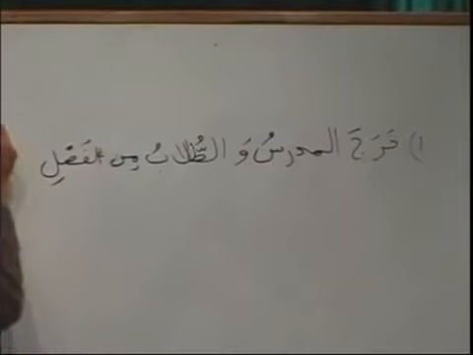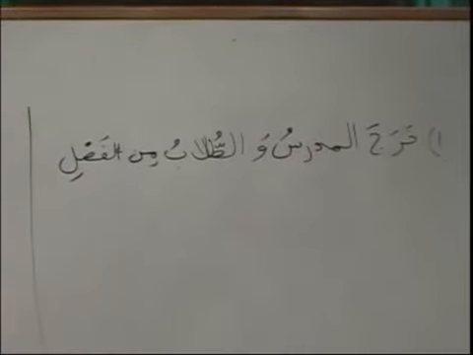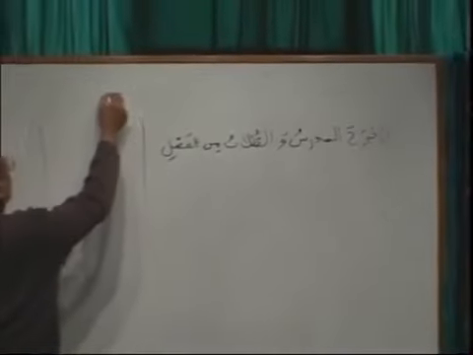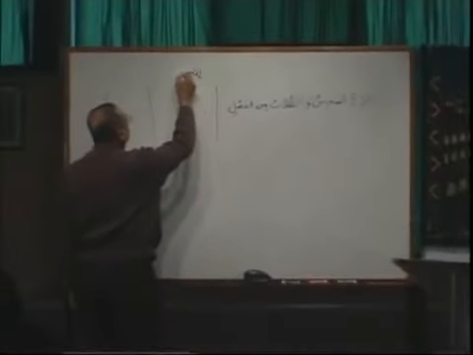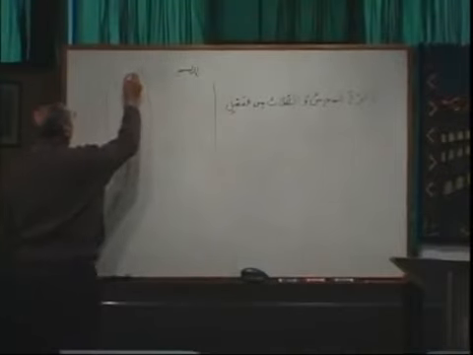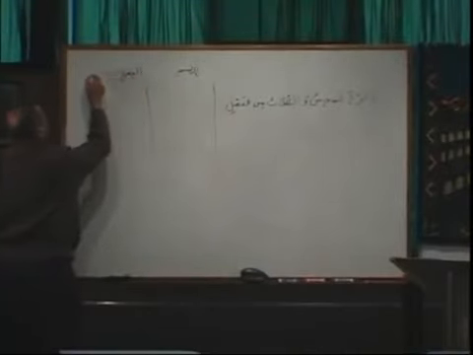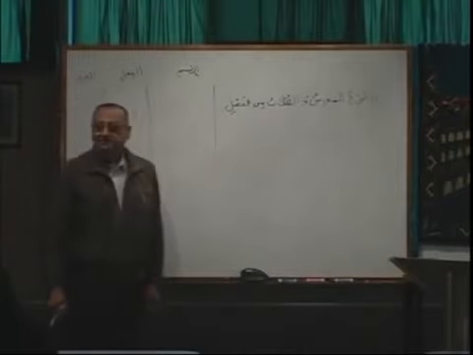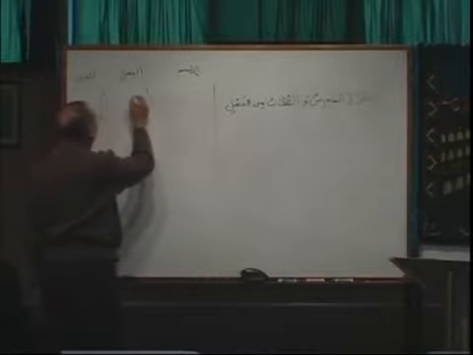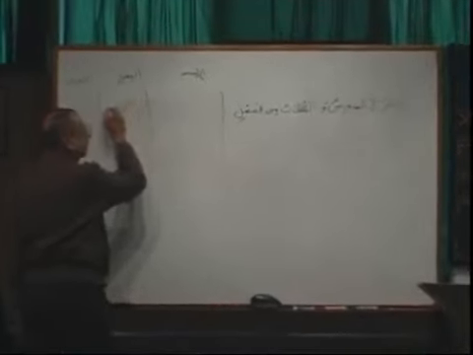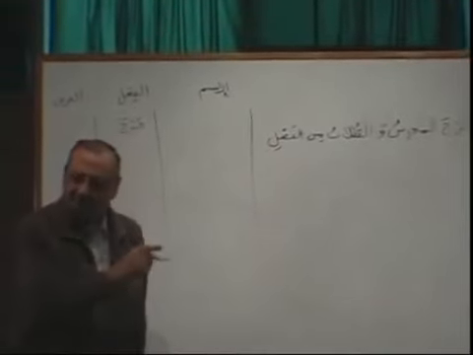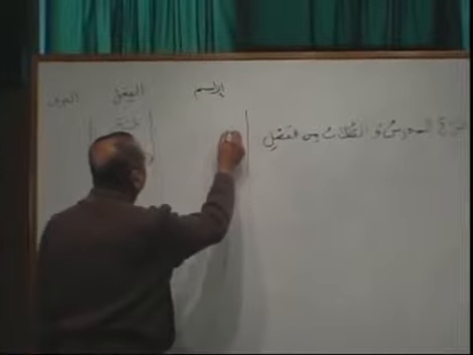Okay, then we have 3 columns. So, brother? And harf. So what will I write down here? Al-ism. And I'll write down here al-fi'l. And I'll write down here al-harf. Okay, brother. What is kharaja? Fi'l. So I will write down here kharaja. Okay, and what is al-mudarrisu? Ism. So I'll say al-ism.